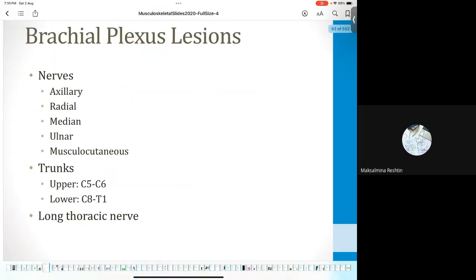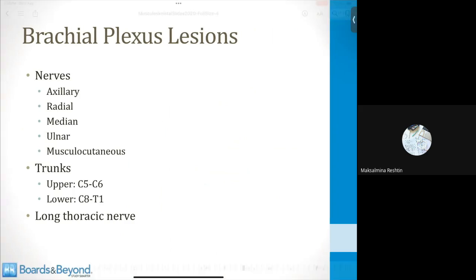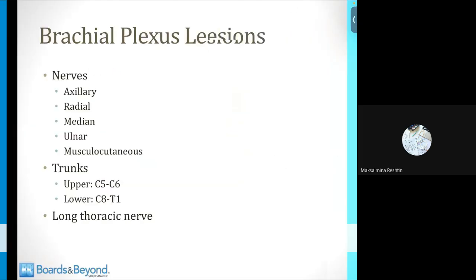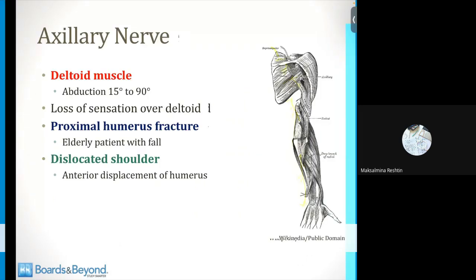So we have axillary, radial, median, ulnar, and musculocutaneous nerves, right? These are the nerves. From which trunks do they arise? They arise from C5 to C6. You can just see it here. And we have the long thoracic nerve, right? Okay, so let's discuss the axillary nerve.